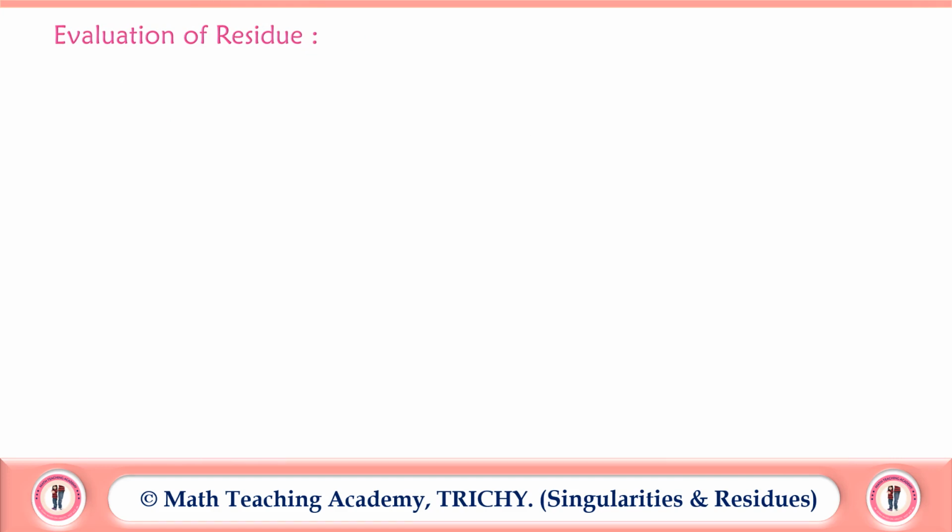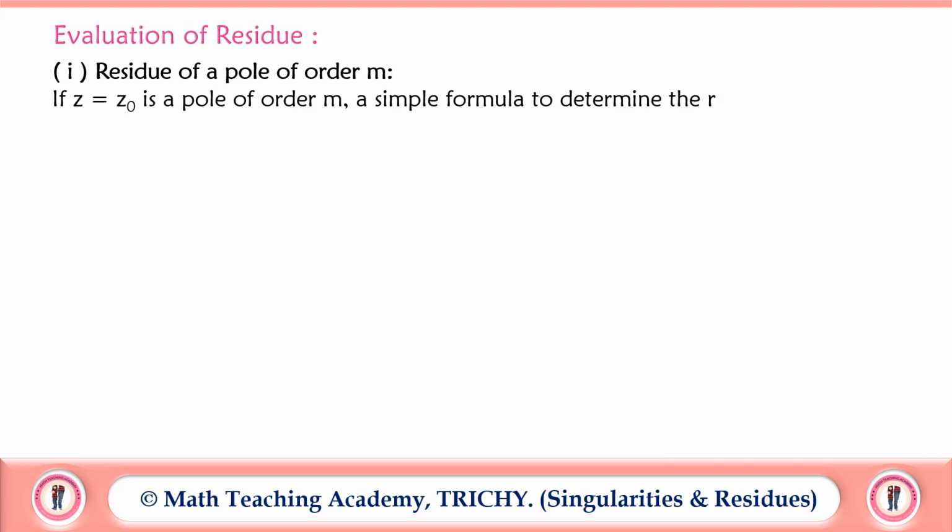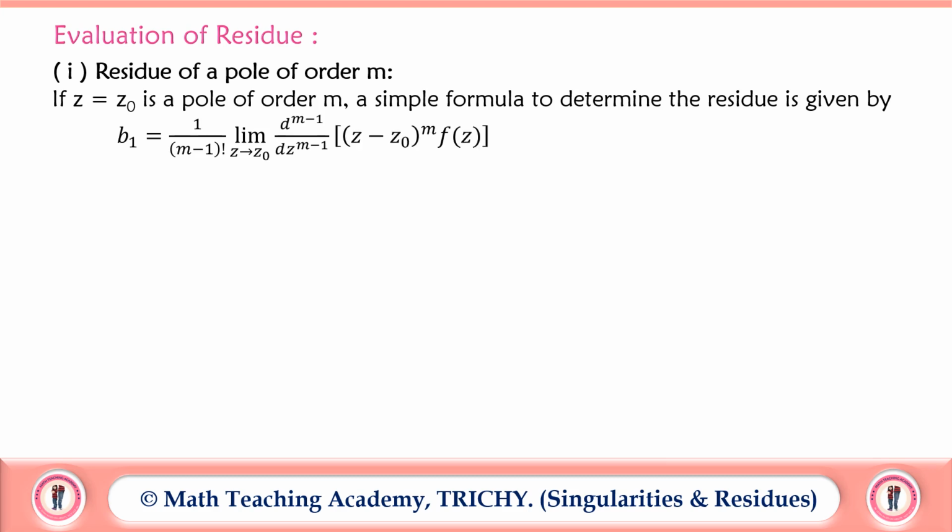And then evaluation of residue. First case, residue at a pole of order m. If z is equal to z naught is a pole of order m, a simple formula to determine the residue is given by b1 is equal to 1 by (m minus 1) factorial into limit z tends to z naught d power m minus 1 divided by d z power m minus 1 of (z minus z naught) whole power m into f of z. This is the formula to find the residue when the pole is of order m.